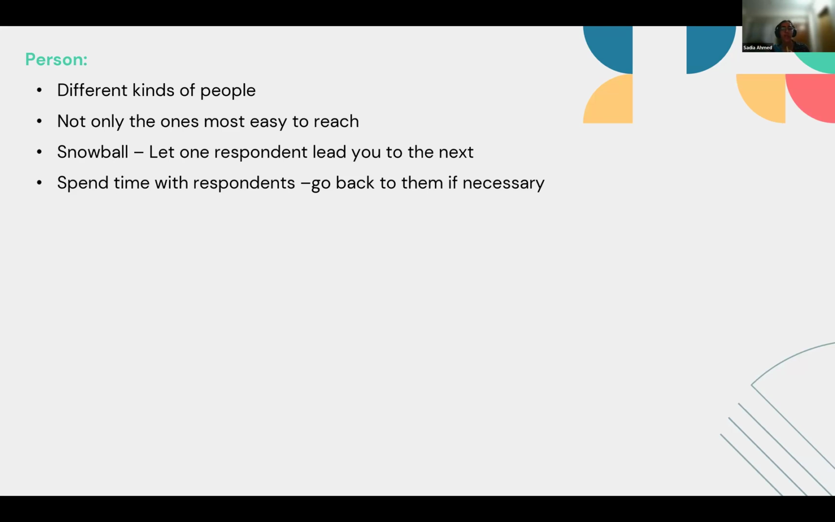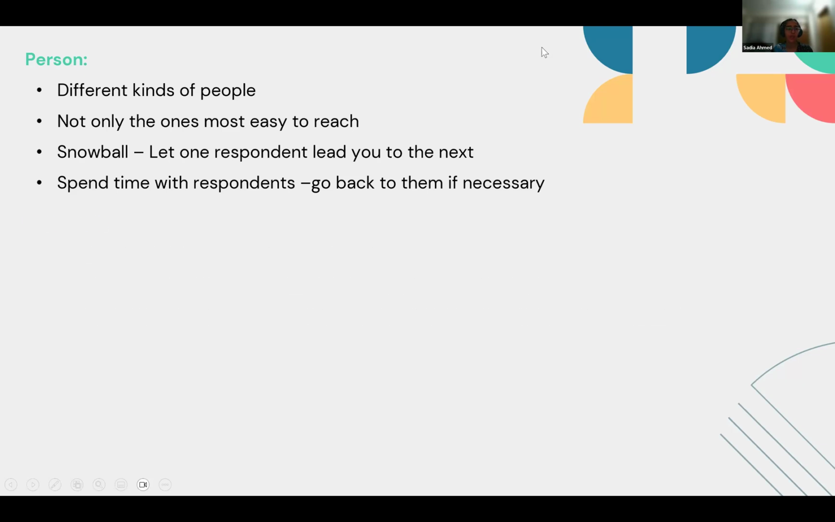So this way you can snowball and let one respondent lead you to the next person. And you would spend time with the respondents so that you can go back to them if necessary, so that you can go back and ask them about details that you may have missed the first time you talked. Because when you're doing qualitative research, because of its fluid nature, you may anyway always miss some things. And hence it's best if you have the option of going back.